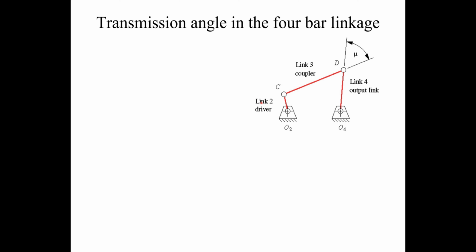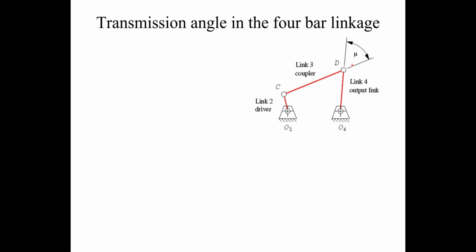So dear students, let's see a 4-bar mechanism quickly. In this mechanism we have link number 2, and this is link number 3, which is the coupler, and link number 4 is the output link. The driver link or input link is the one which takes the force or torque and moves the mechanism, and link number 4 is the required link which will give our motion.